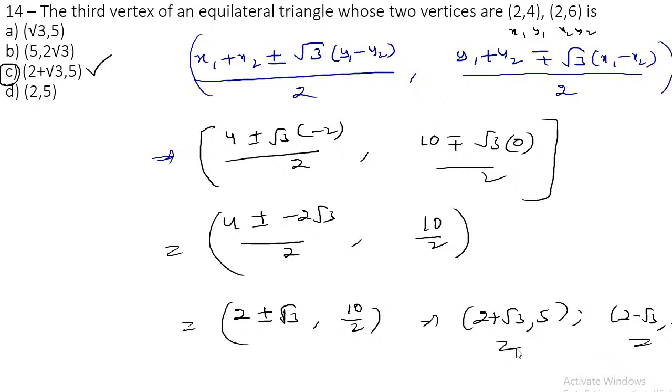So why do we get a pair of vertices? Because suppose let us consider these two as the given vertices and the third vertex can be on this side or on this side, C dash, and that's why we got a pair of vertices.